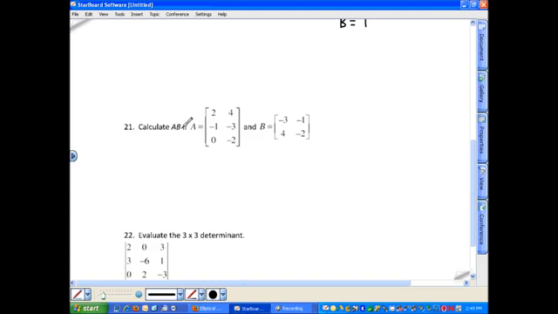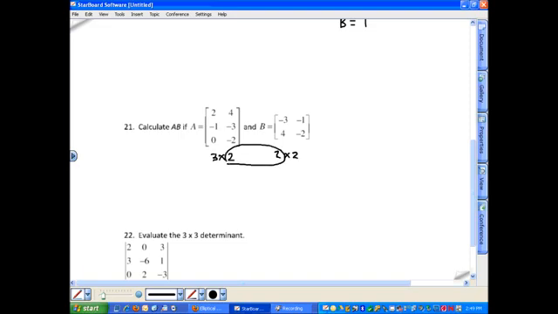Multiplying two matrices only works when you compare their dimensions. Okay, this is a 3 by 2. What's the number of rows? There's 3 rows, 1, 2, 3, and 2 columns, right? 1 and 2. So it's a 3 by 2. This one here is a 2 by 2.